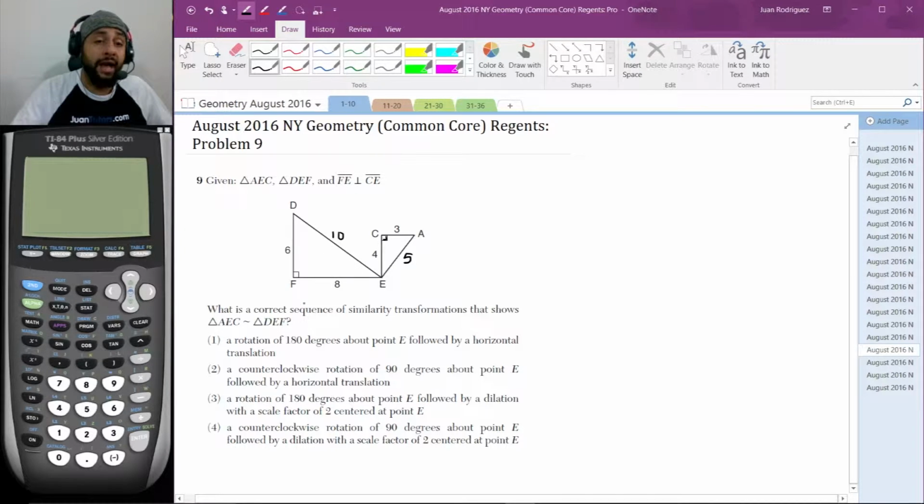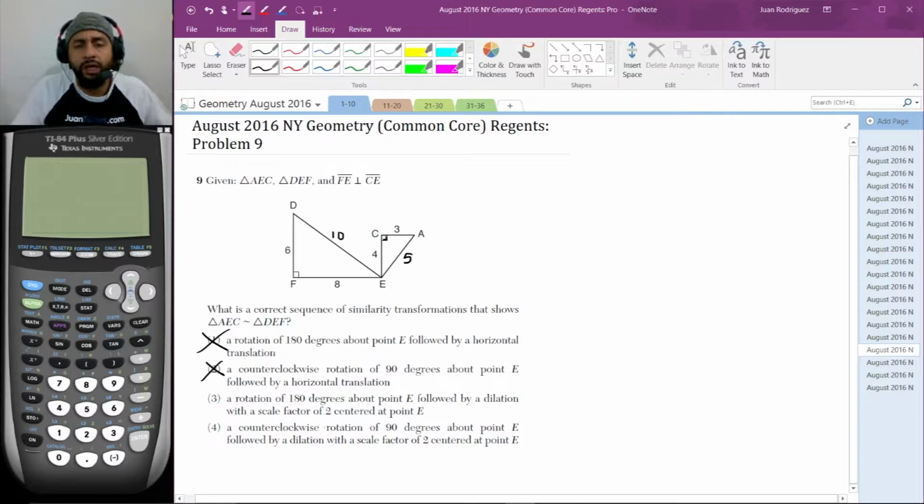All right. Now, I also recognize that the 6, 8, 10 triangle is twice as big as the 3, 4, 5 triangle, so there's going to have to be a dilation of 2 at some point. That already eliminates a bunch of them. Number 1, a rotation of 180 degrees about point E, followed by a horizontal translation: eliminated, no dilation. A counterclockwise rotation of 90 degrees about point E, followed by a horizontal translation: no dilation.